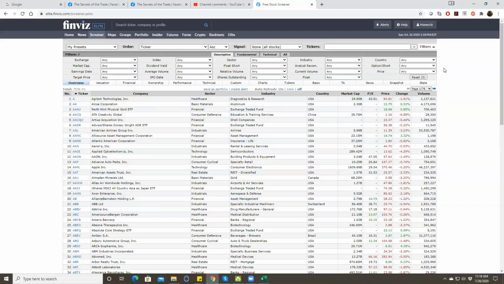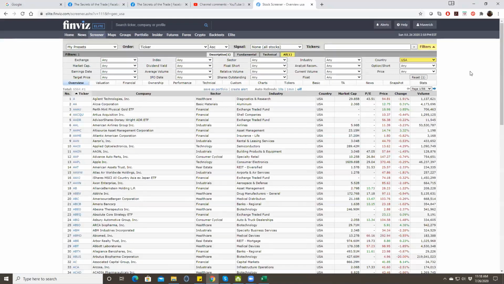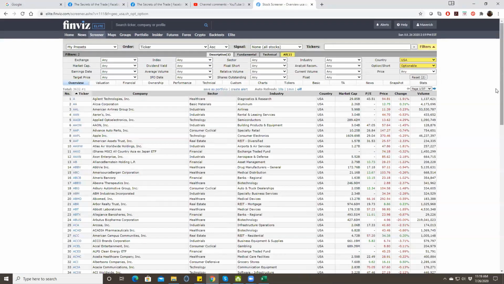So now I want to just do some filters. First of all, I don't like any stock that's outside of the United States. So I just exclude anything that's not from the US. I also like them to be optionable. Now, if I was looking for bearish stocks, I would also want to be shortable. But since I'm not looking for necessarily bearish stocks right now, I'm going to leave it just optionable.